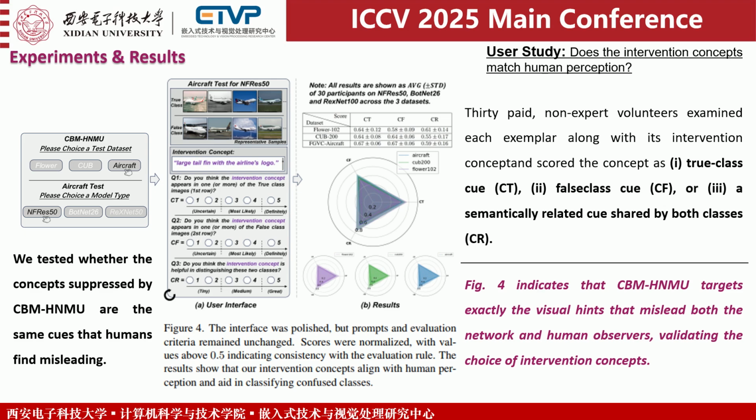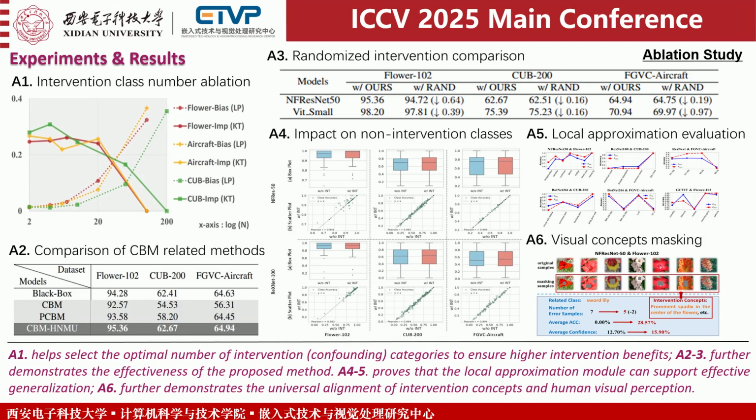30 paid, non-expert volunteers examined each exemplar along with its intervention concept and scored the concept as 1, true class Q, CT, 2, false class Q, CF, or 3, a semantically related Q shared by both classes, CR. The result shown in Figure 4 indicates that CBM-HNMU targets exactly the visual hints that mislead both the network and human observers, validating the choice of intervention concepts.